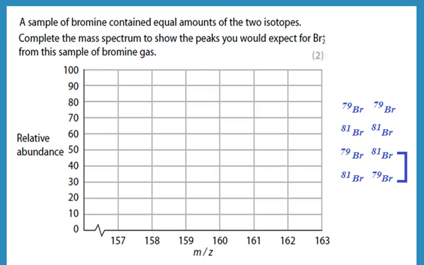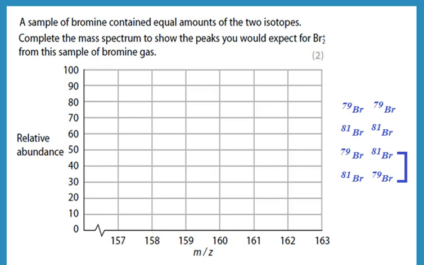And he's saying complete the mass spectrum to show the peaks you would expect for a Br2 plus sample. So he's telling me I have a bromine molecule. Bromine molecule is made up of 2 bromines. Now, if I have 2 types of isotopes, that means that I have different choices. Either both bromines have a mass of 79, or both bromines have a mass of 81, or one of the bromines has 79 and the other has 81. In that case, it could be the first one that has a mass of 79 or the second one that has a mass of 79.